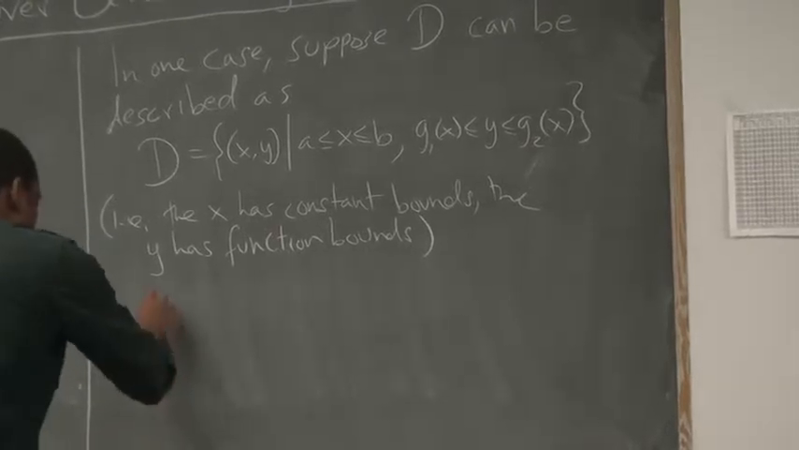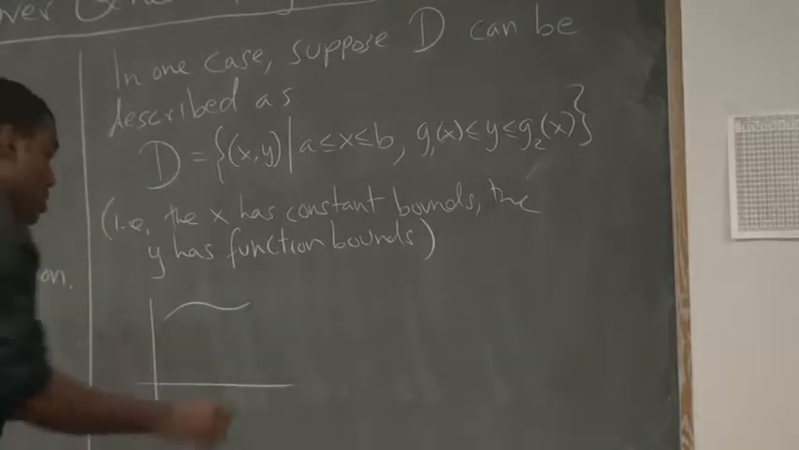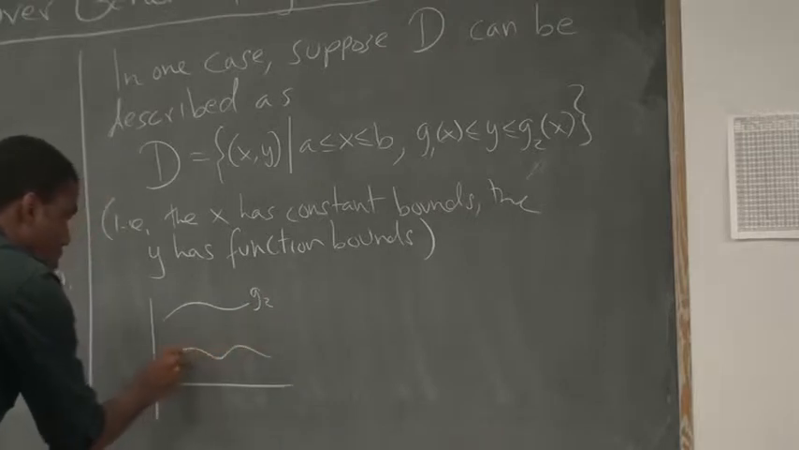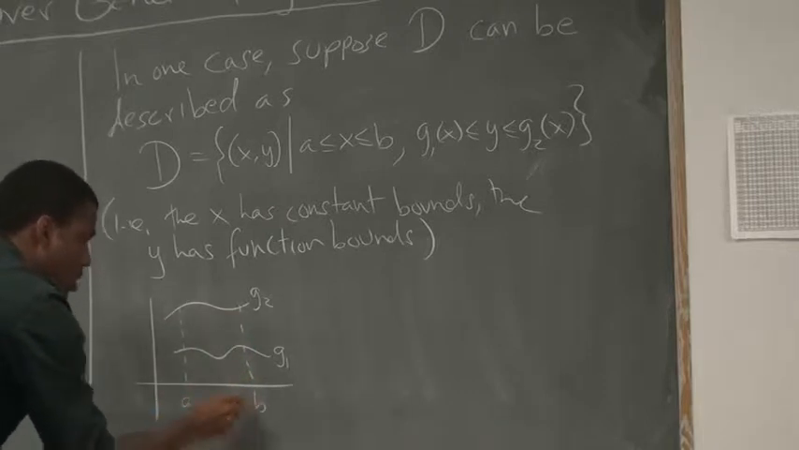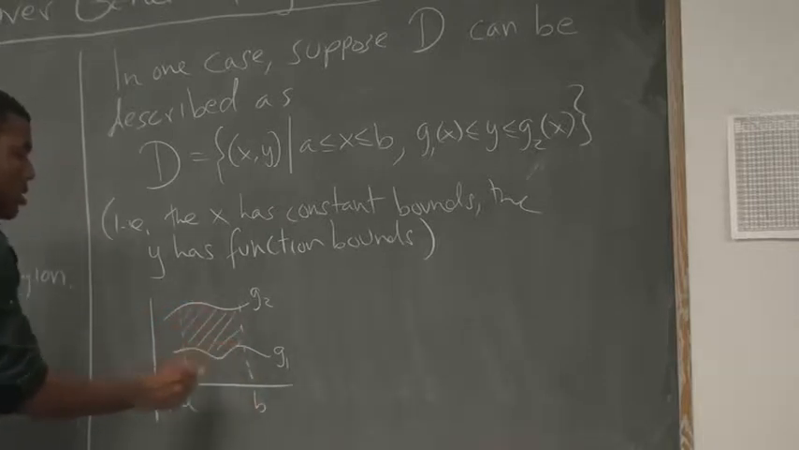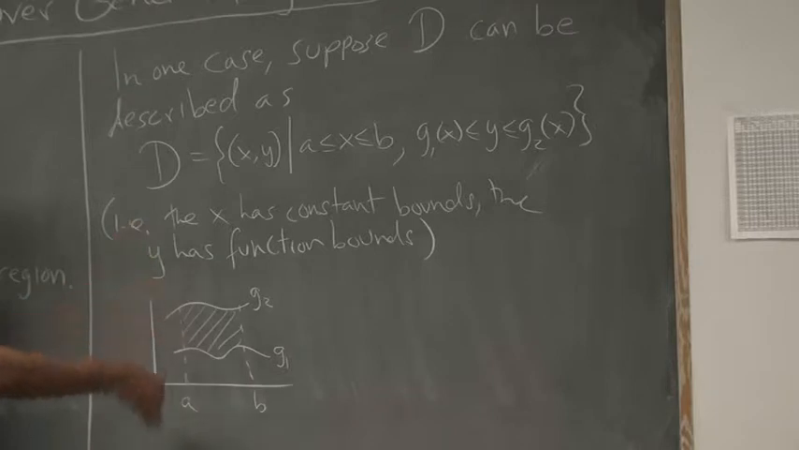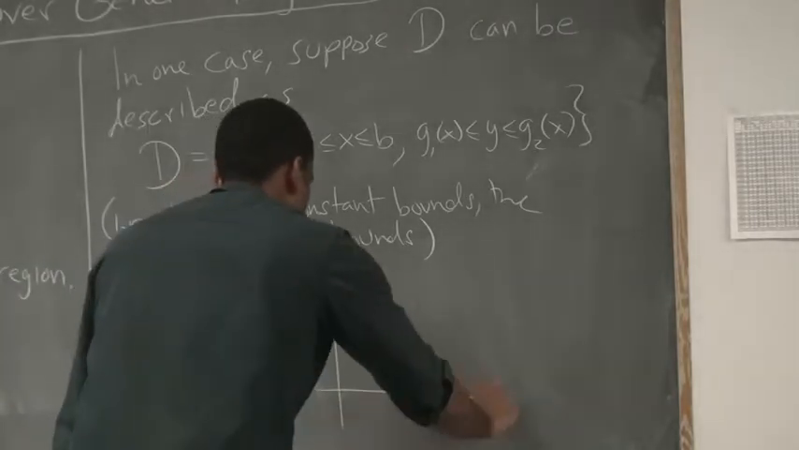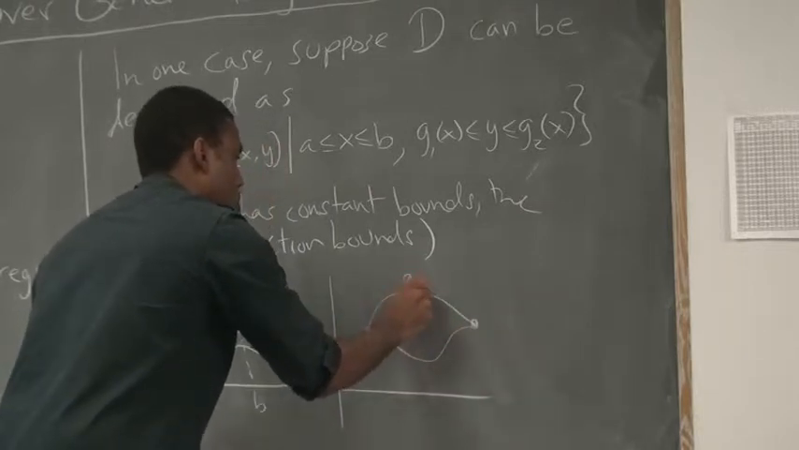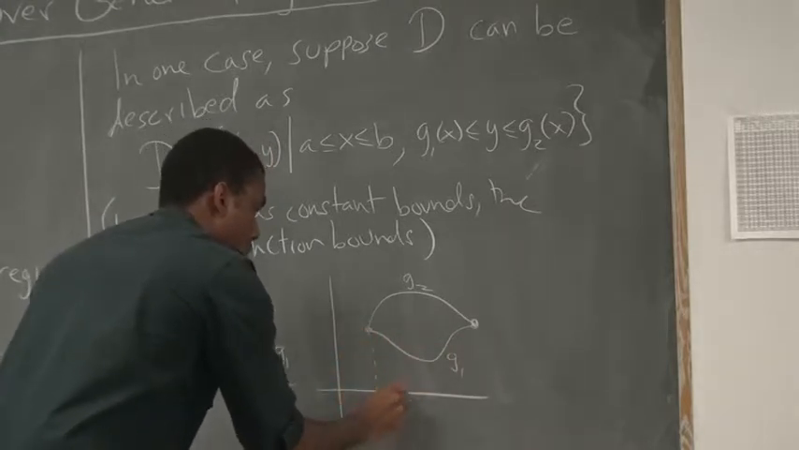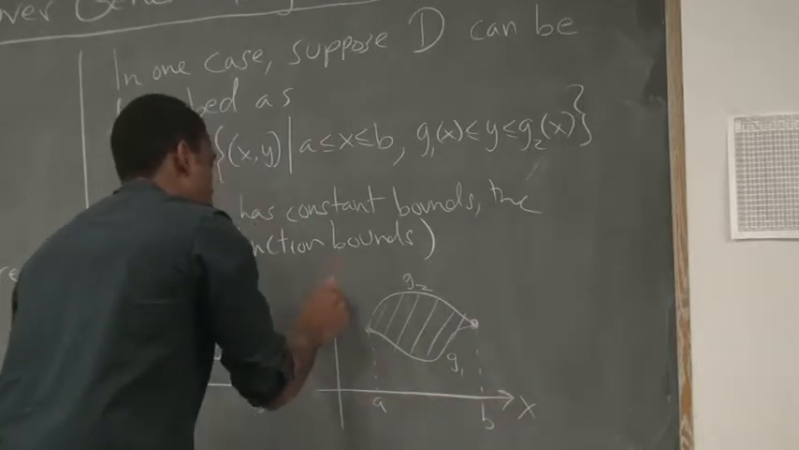So for example, these are regions that look like, say, G2 on the top, G1 on the bottom. Right, so this is an example of a possible region. You have some function above, some function below, but your x just goes between two constant values. Or it could look something like this, where they could actually meet. This is G2, this is G1, and then your x goes between two values. This is your x-axis, this is your y-axis.